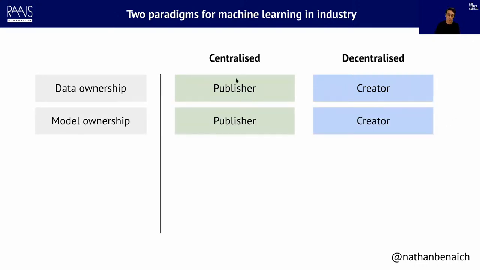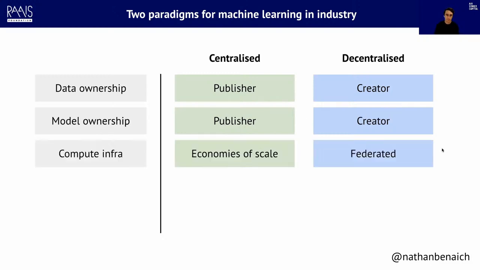When it comes to model ownership, in this case, a machine learning model that maybe does photo predictions, in the centralized setting, that model is owned by the centralized provider that builds it and serves it through their app. In the decentralized setting, that model could be owned by every single creator. When it comes to computing infrastructure, centralized companies, of course, benefit from significant economies of scale because they serve millions or sometimes billions of users using that same infrastructure that they own and operate. Whereas in the decentralized setting, the computing infrastructure is provided by every node within that federation.